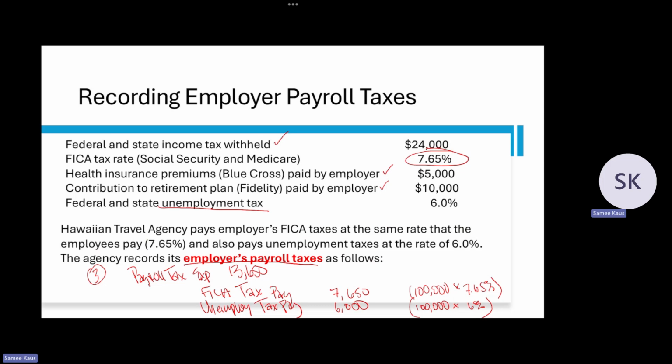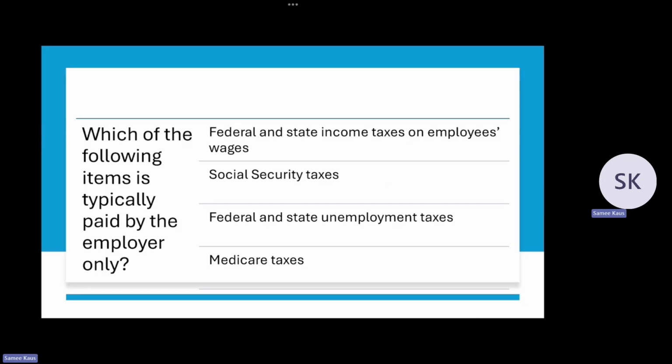So employee salaries are reduced by the withholding for federal and state income tax, FICA, and the employee portion of insurance and retirement. The employer incurs additional payroll expenses for unemployment tax, the employer portion of FICA, and the employer portion of insurance and retirement contributions. So with that, which of the following items is typically paid by the employer only?